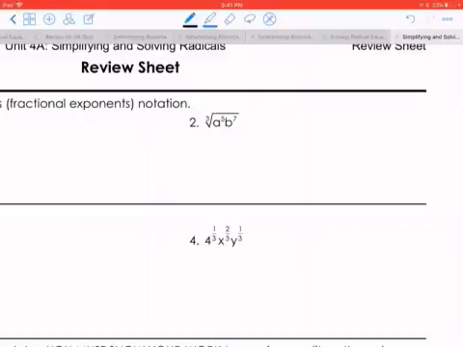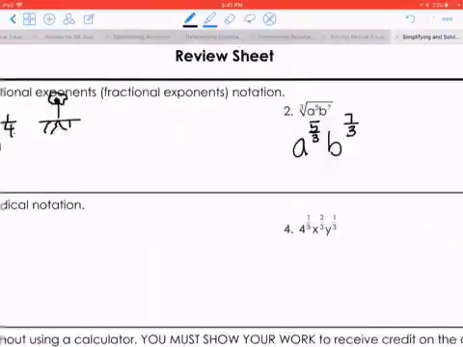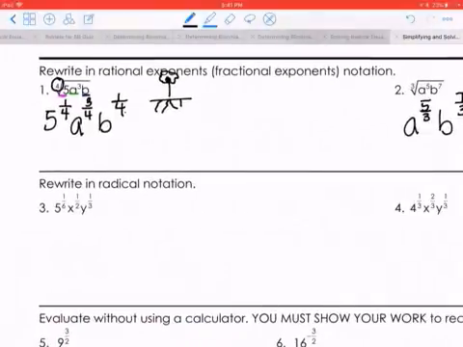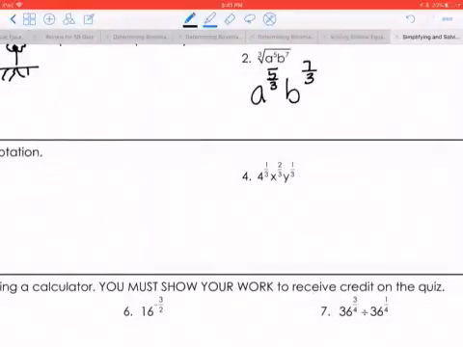Okay, on here, same thing. It's going to be A 5 over 3, power on top, root on the bottom, B 7 over 3. And you're just leaving them as is. Don't simplify, don't do anything, just write them as is. So now on the next one, it's doing the exact same thing. We'll start at number 4 and then we'll go to number 3.